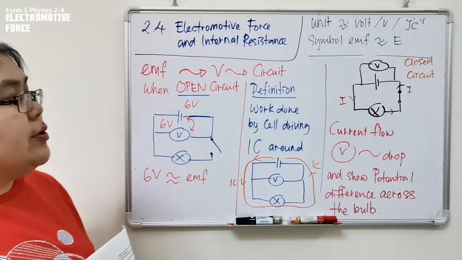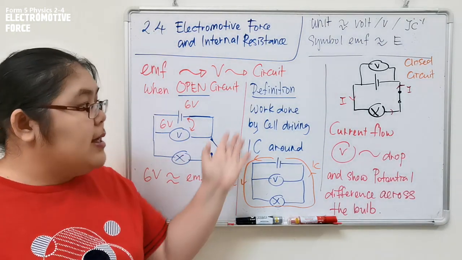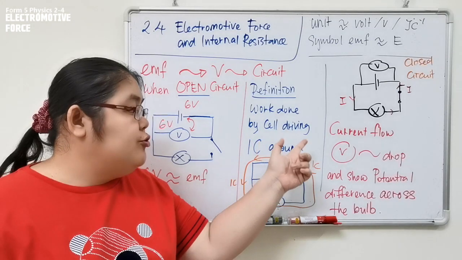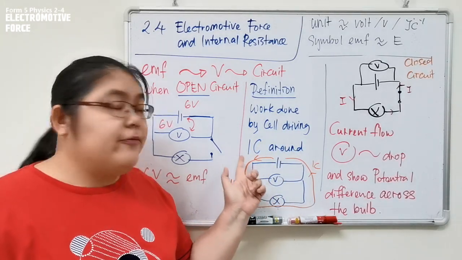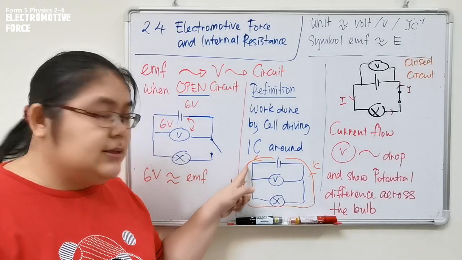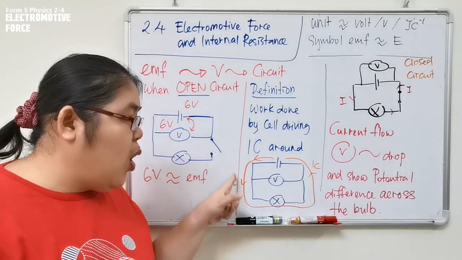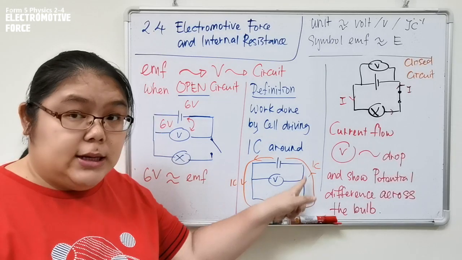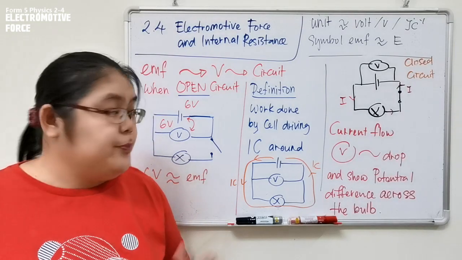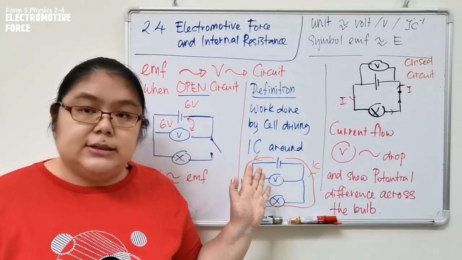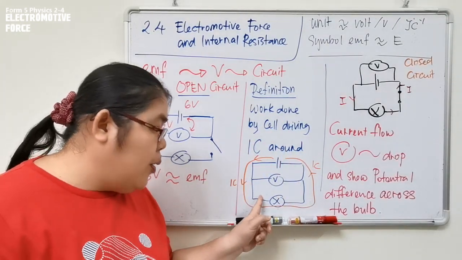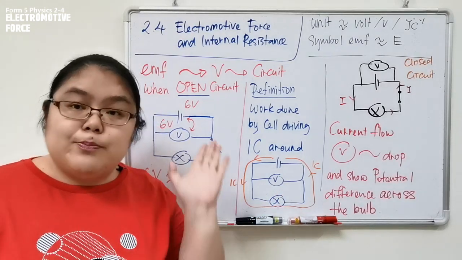Now let's introduce what electromotive force is. Let's see the definition: the work done by the cell to drive 1 coulomb of charge around the whole circuit. That means it starts from the battery and moves until the end. Remember potential difference: the definition is almost like this, the work done to move 1 coulomb of charge from one point to another point. That one is just point to point.